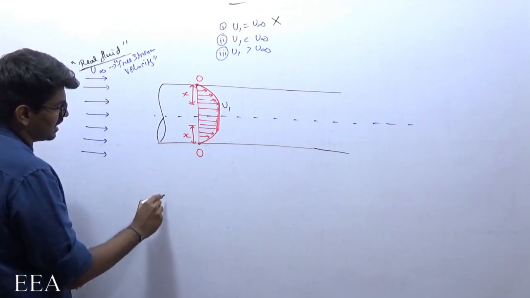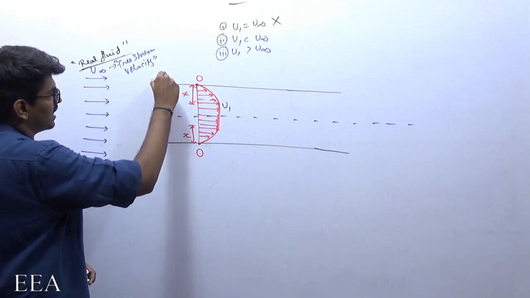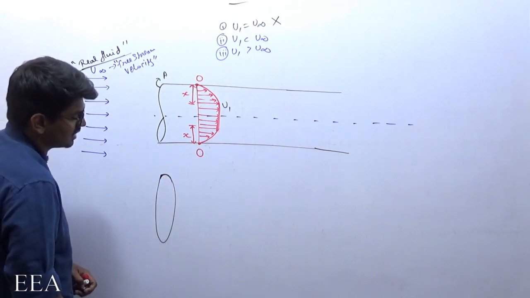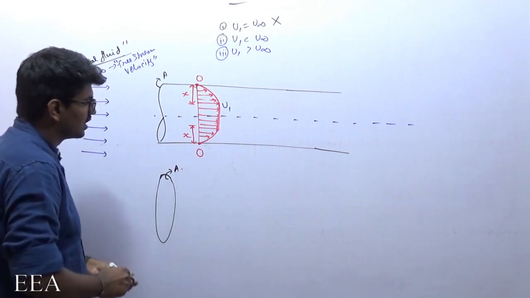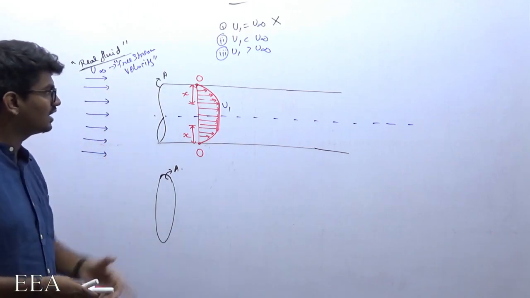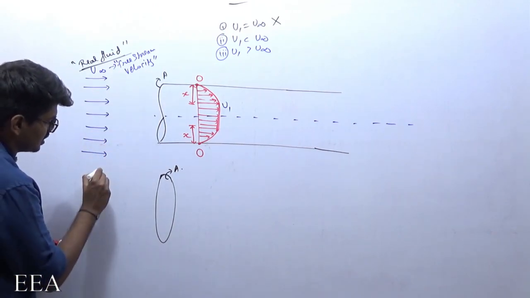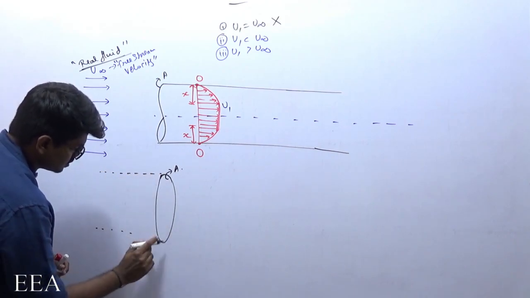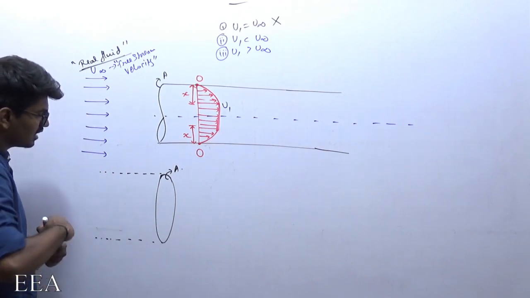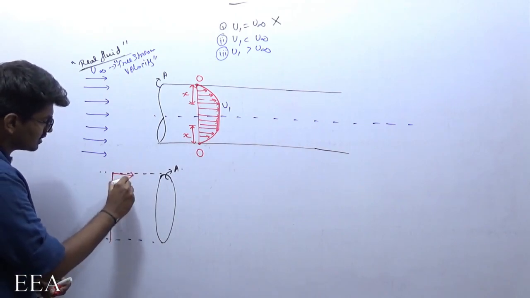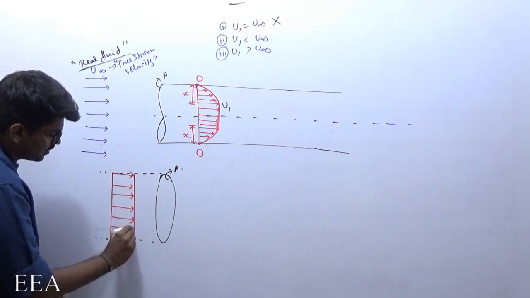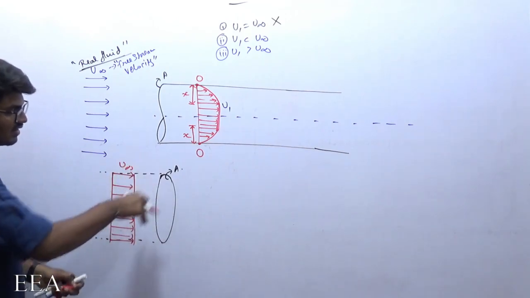Let me take the cross sectional area as A. Initially, when the fluid is entering the pipe, it is entering everywhere with the same velocity, u infinity, u infinity, everywhere it is having the same velocity.